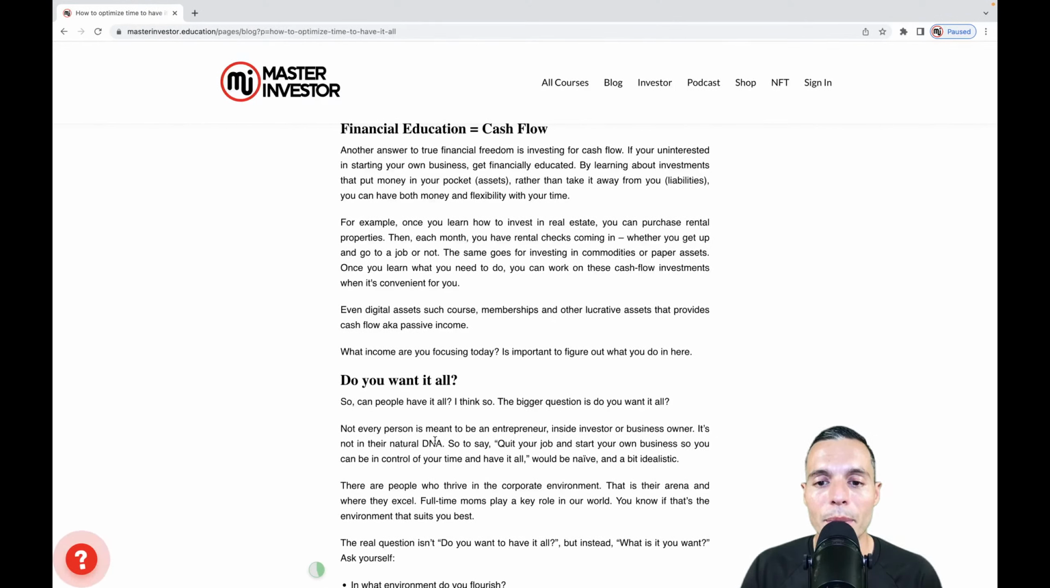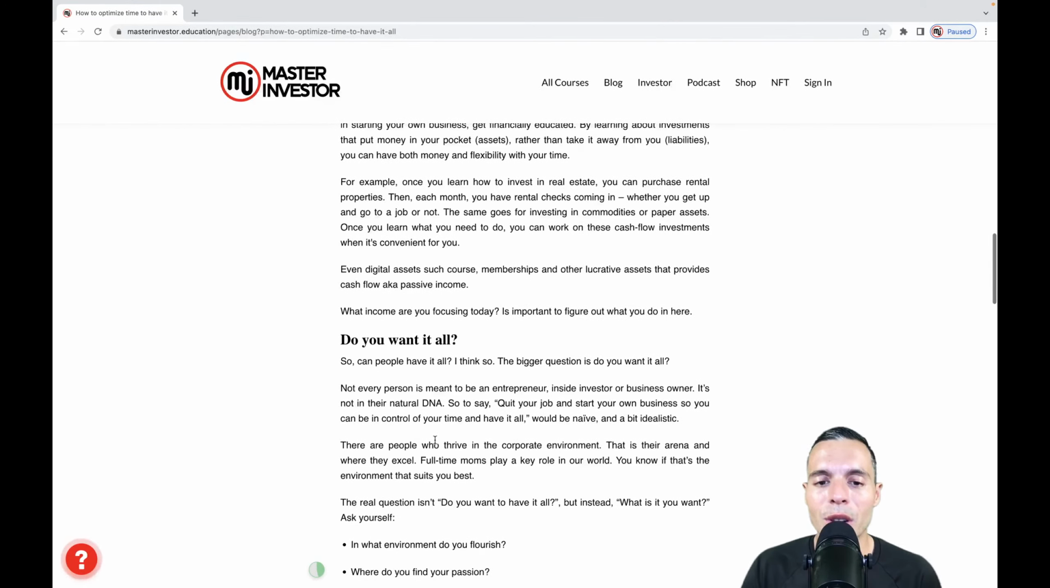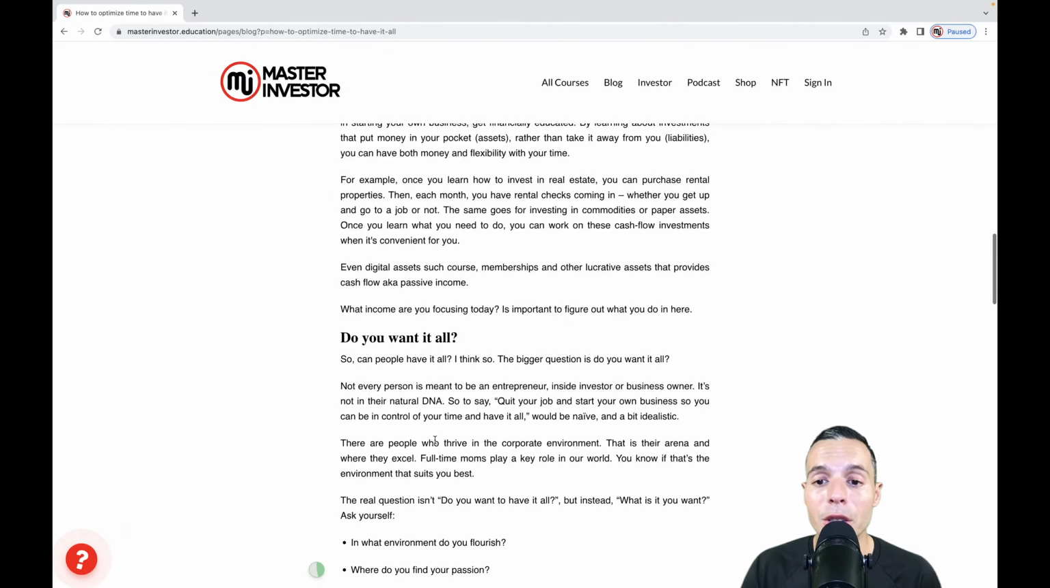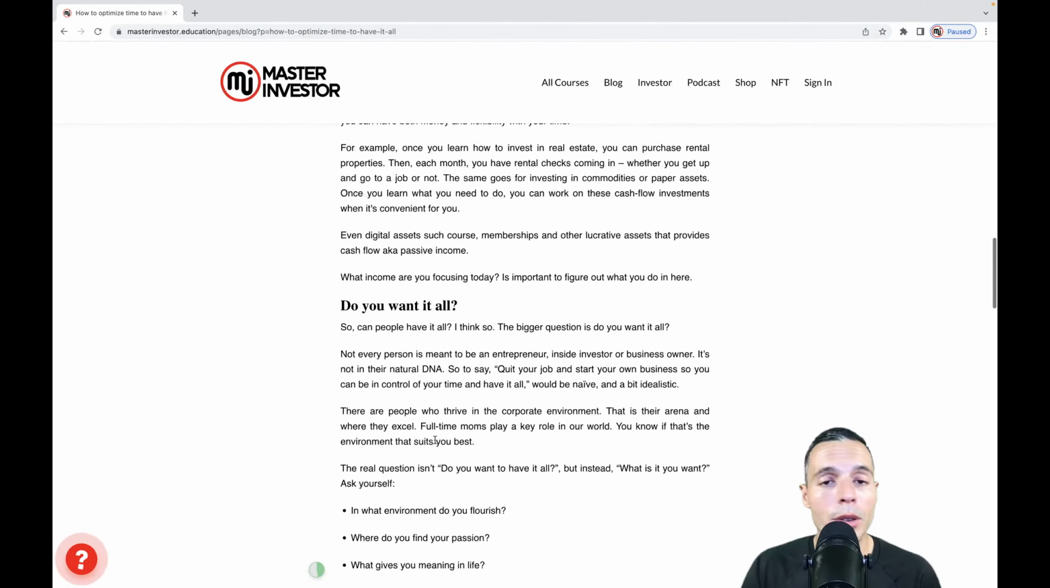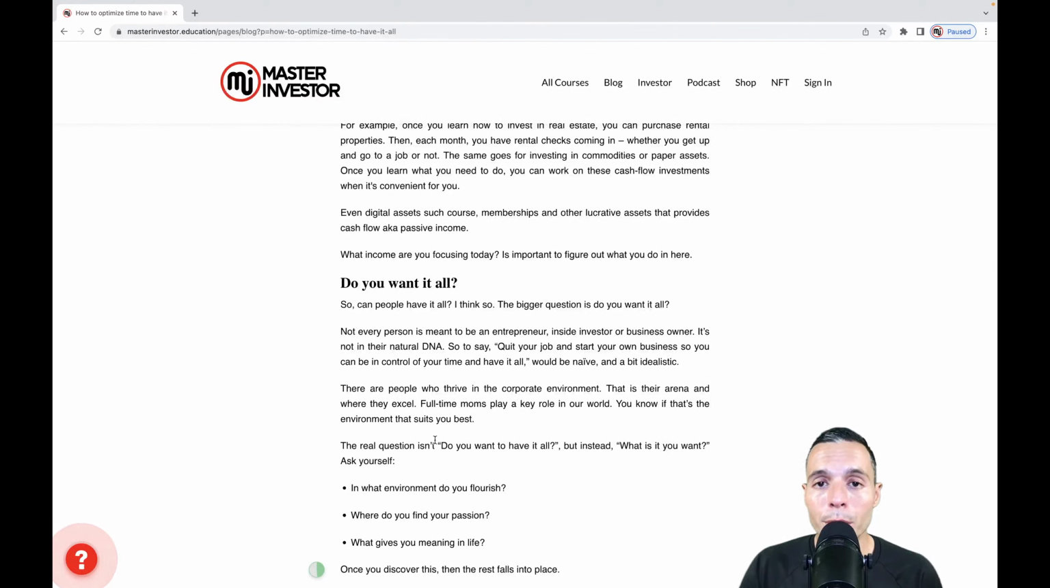The same goes for investing in commodities or paper assets. Once you learn what you need to do, you can work on this cash flow and investments when it is convenient for you. The same goes for assets such as courses, memberships, and other lucrative assets that provide cash flow, aka passive income or residual income, right? It's the same. That is what we're going to be striving for. Passive income. What income are you focusing on today?